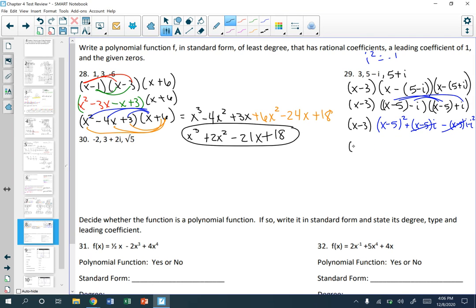So if I rewrite this, I have x minus 3 times x minus 5 squared plus 1. Okay, now I need to FOIL my x minus 5 squared, which is x squared minus 10x plus 25. And then I need to add my 1, which gives me 26.